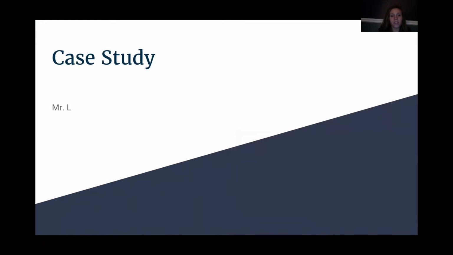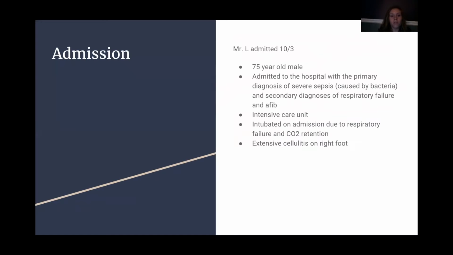Okay, so here's my case study, and it's Mr. L. He was admitted October 3rd. He's a 75-year-old male. He was admitted to the hospital with a primary diagnosis of severe sepsis. This was caused by bacteria, pneumonia specifically, and he had secondary diagnoses of respiratory failure and AFib. He was admitted to the intensive care unit, and he was intubated on admission due to respiratory failure and CO2 retention. He also had extensive cellulitis on his right foot upon admission.